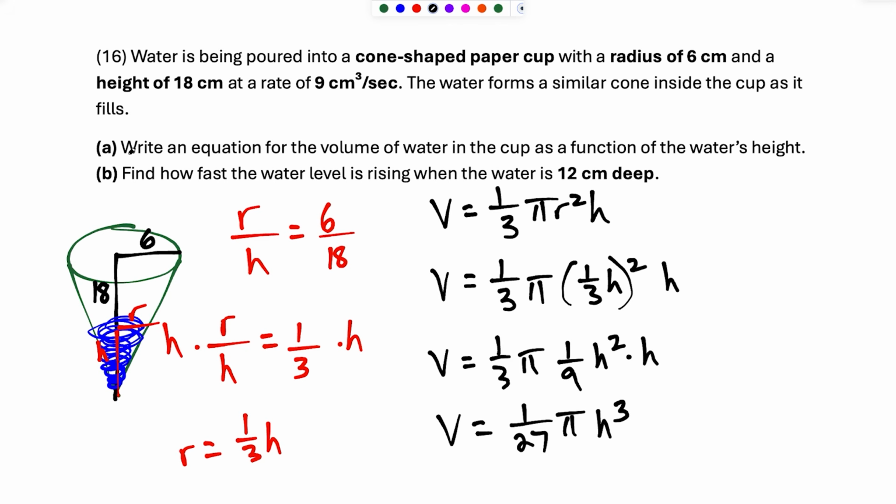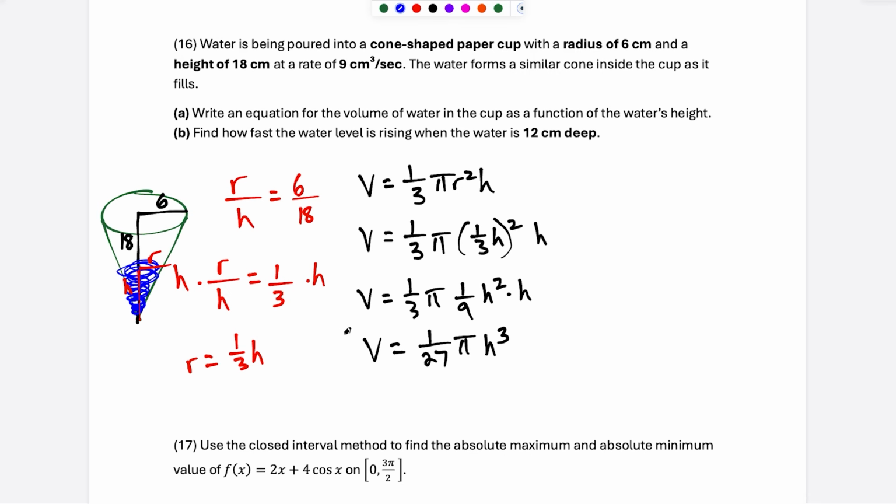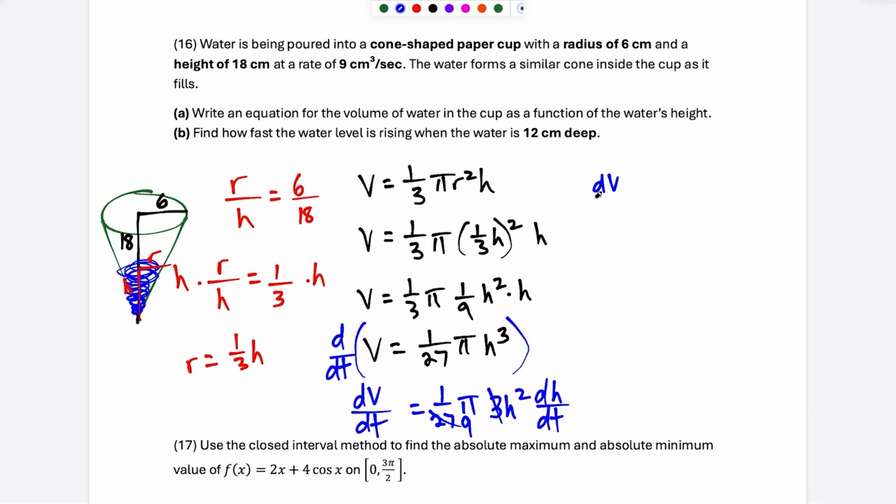Okay, so this finishes part A, and now for part B, we're going to have to take a derivative with respect to time. So for the next phase of this question, we're going to take the derivative with respect to time on both sides, and the derivative of the left side is going to give us dV over dt. For the right side, 1/27 times pi is a constant, so we leave it alone. But the derivative with respect to time of h to the third is 3h squared and then dh dt. So we're treating this a lot like implicit differentiation. Now we can simplify here. 3/27 simplifies to 1/9. So dV over dt is equal to 1/9 times pi times h squared times dh dt.